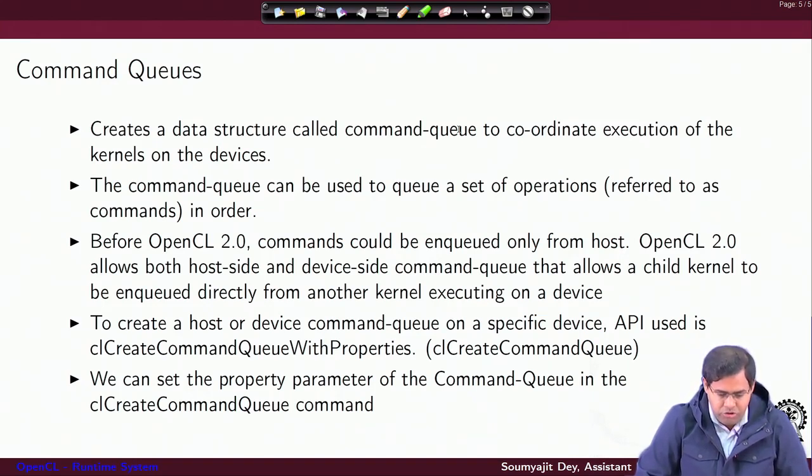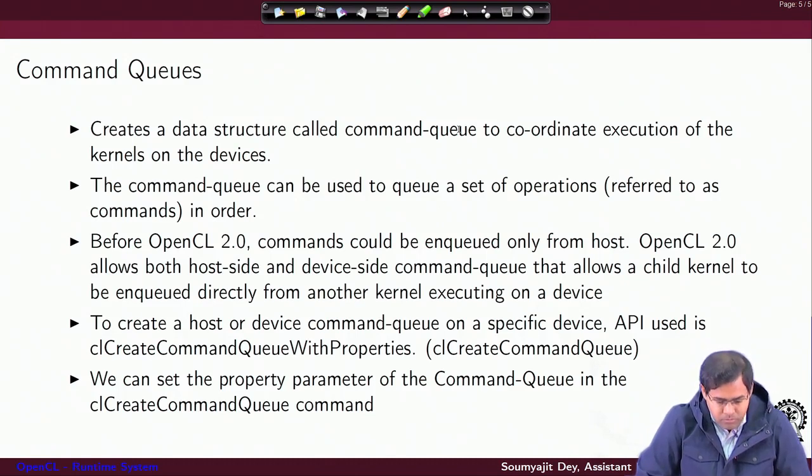So, to summarize, you can have a host side command queue, and you can also have a device side command queue. This allows you to spawn a child kernel from a kernel which is already executing on a device, and allows the child kernel to be enqueued directly from the currently executing kernel. This is essentially known as device side enqueuing. Maybe we will touch upon it later on. Right now let us stick to the simple basics here.